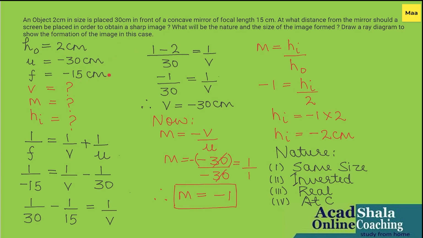And f is what? That is 15 cm over here. But why have I taken the negative sign? Because it is on the left hand side. According to the mirror which I have seen, it is a concave mirror, so the focal length will be negative.